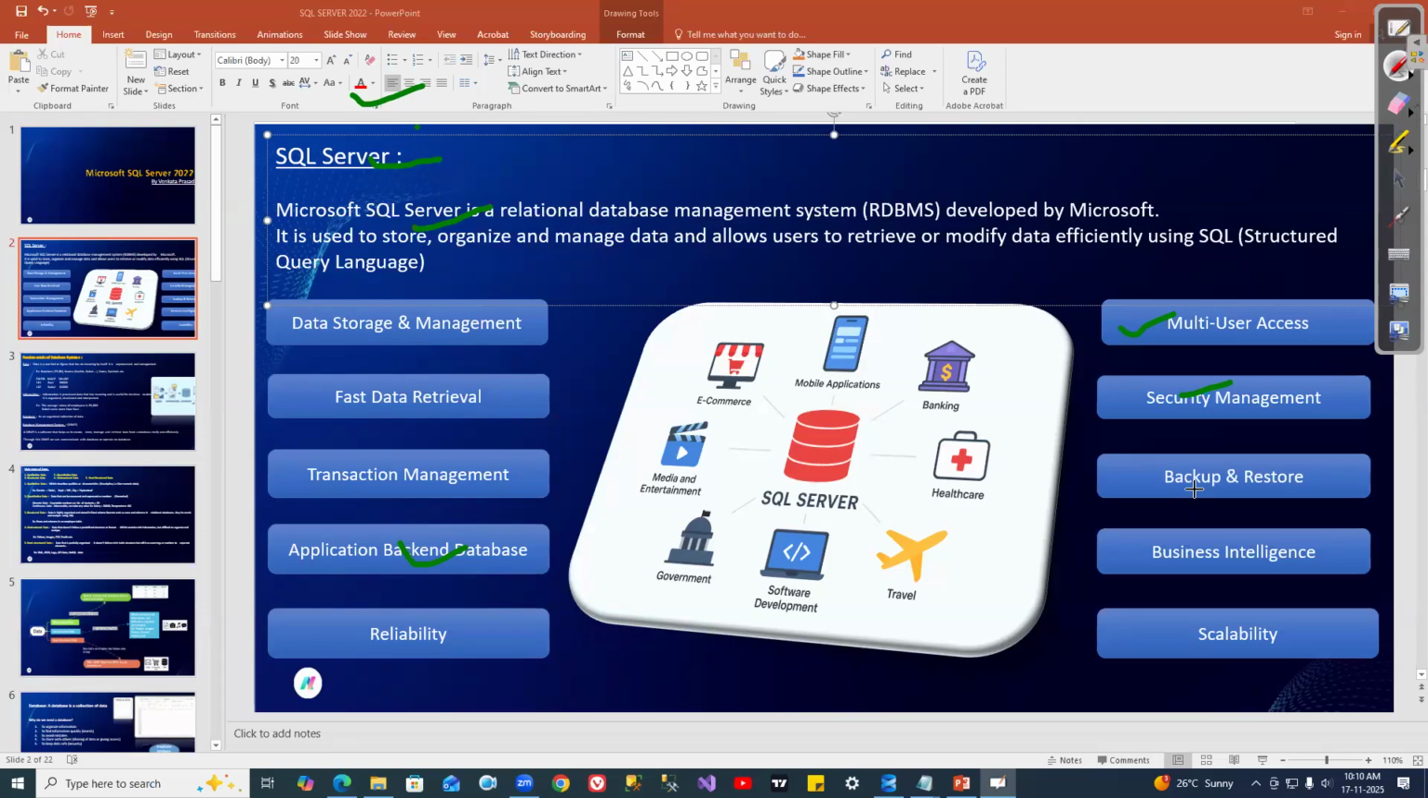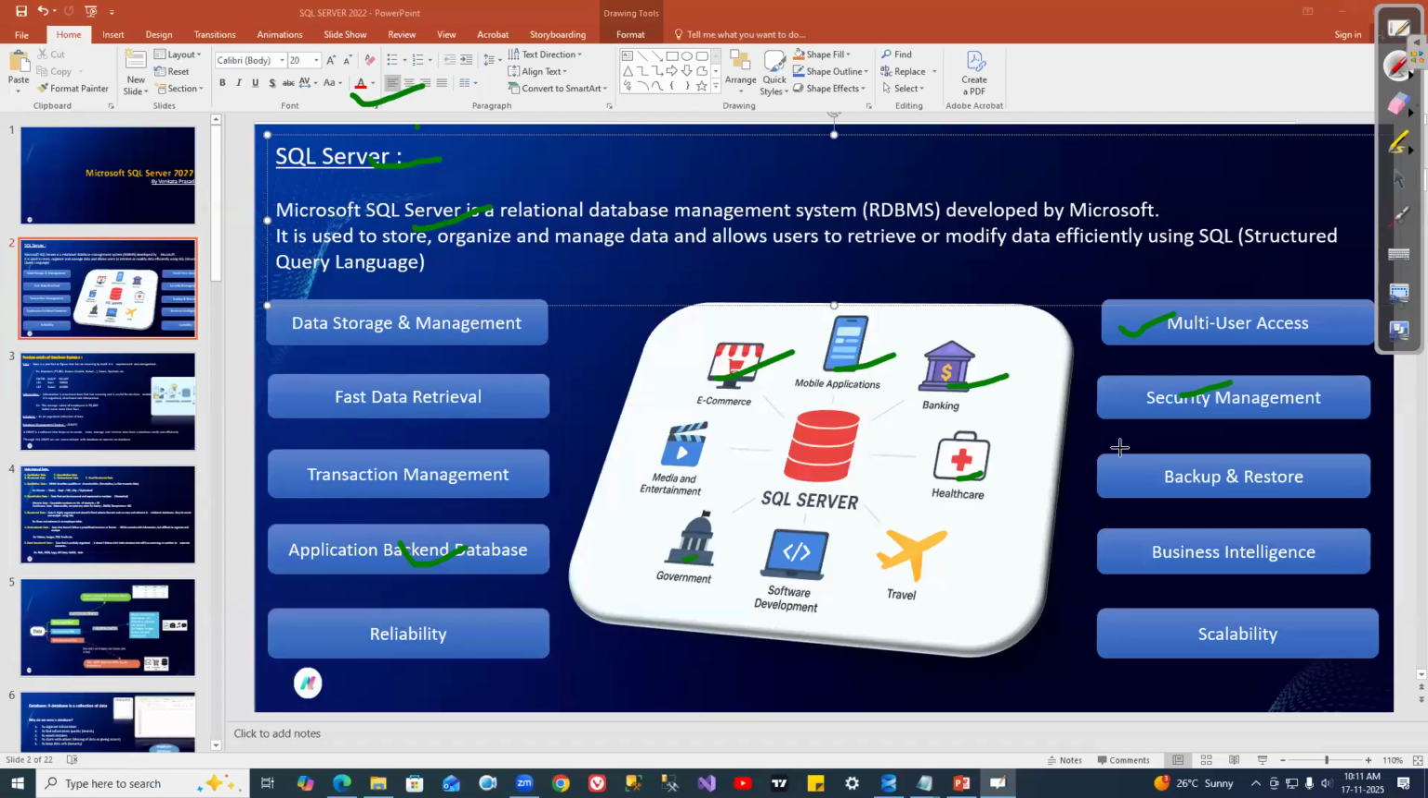Because of its strong security, reliable transaction management, and scalability, SQL Server is widely adopted across industries. The different application areas are e-commerce, mobile applications, banking, healthcare, government, travel, and software development. SQL Server has a prominent share in the market when you compare it with other relational database systems. Now let us see what this RDBMS system is.